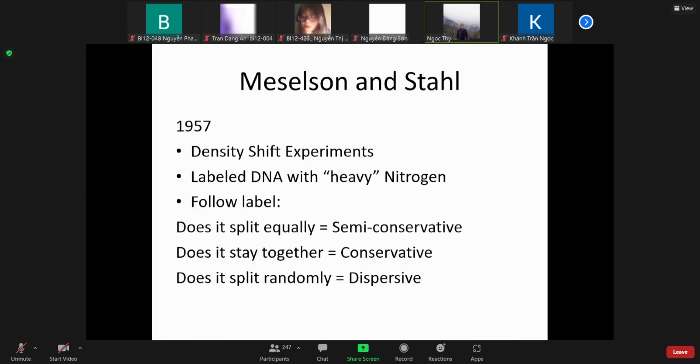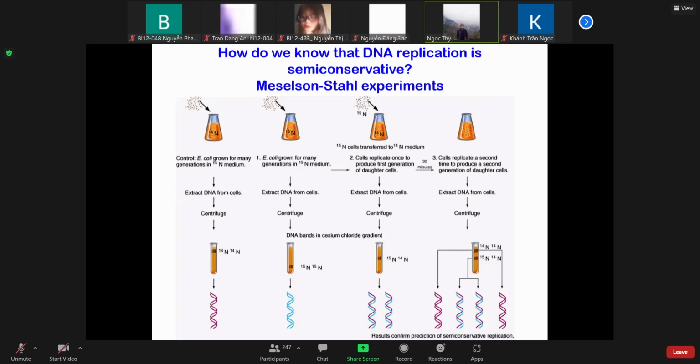Until 1957, the experiment designed by Meselson and Stahl proved that DNA is synthesized following the semi-conservative model. The experiment is performed like this.